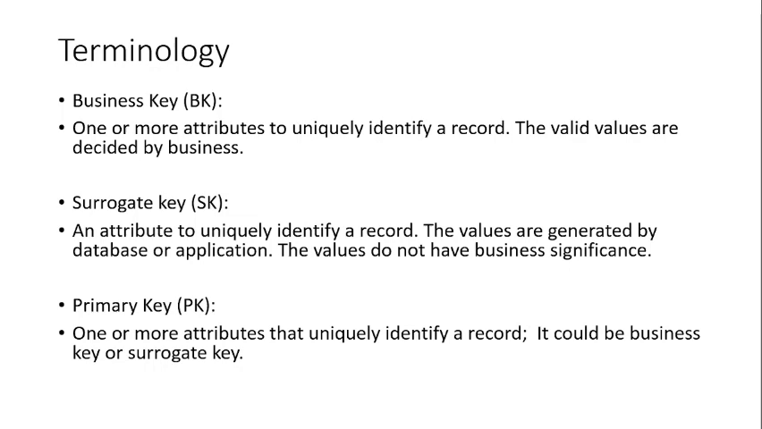So business key, short form BK, one or more attributes to uniquely identify a record. Values are decided by the business. Surrogate key, short form SK, an attribute to uniquely identify a record. Values are generated by database or application. The values do not have any business significance. Primary key, short form PK, one or more attributes that uniquely identify a record. It could be business key or surrogate key.